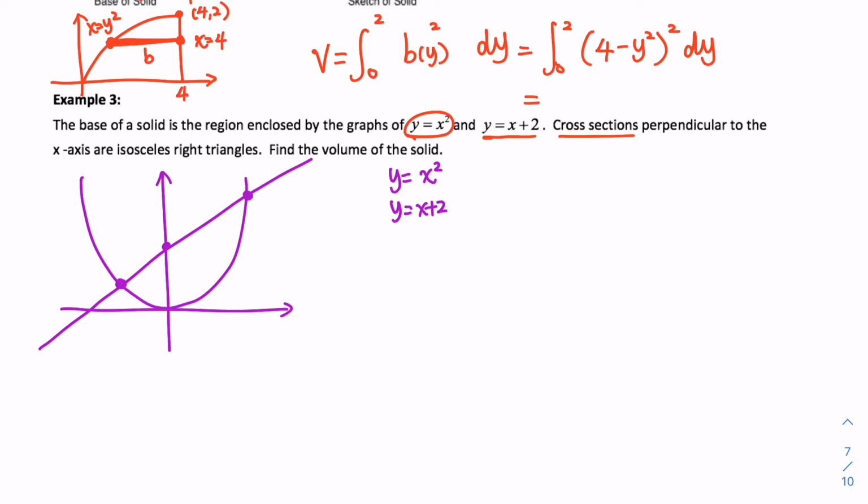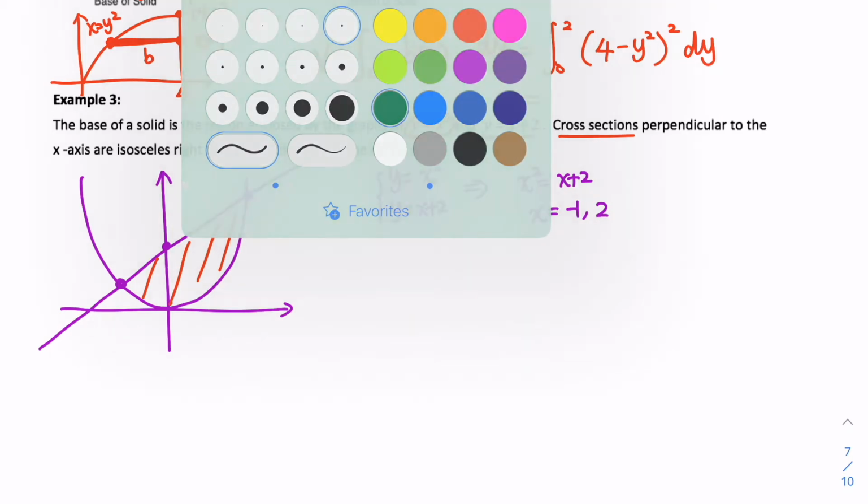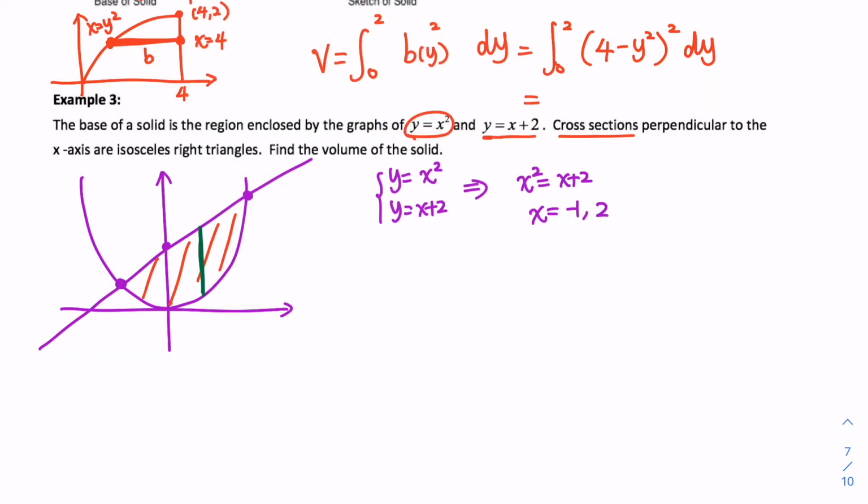We set them equal: x squared equals x plus 2. So x factors to -1 and positive 2. This is our solid. And along the solid, we are going to have the isosceles right triangle, because they didn't tell us whether the base is one of the legs or the hypotenuse. Let's have a look at both cases. If the base is one of the legs, and if the base is the hypotenuse.